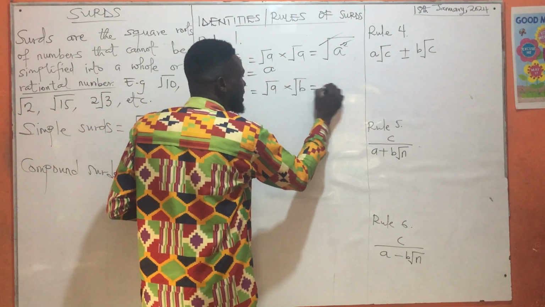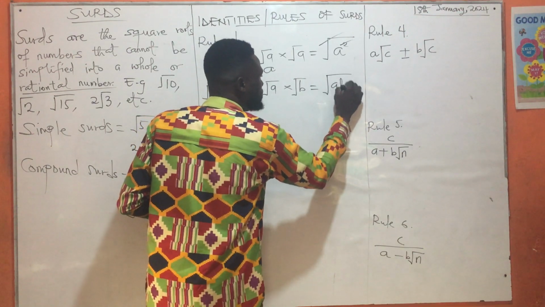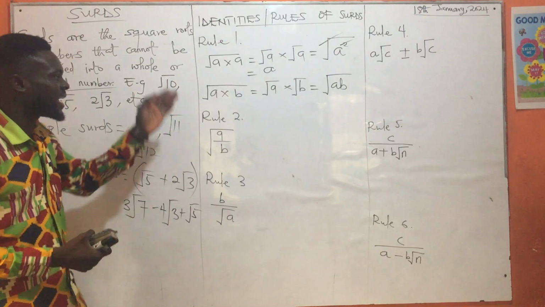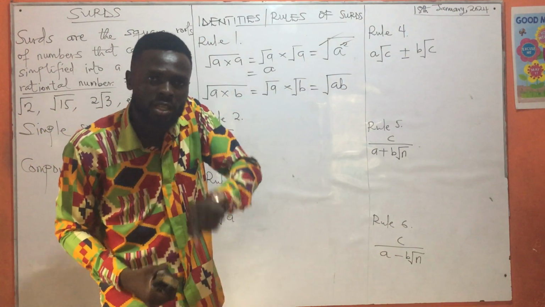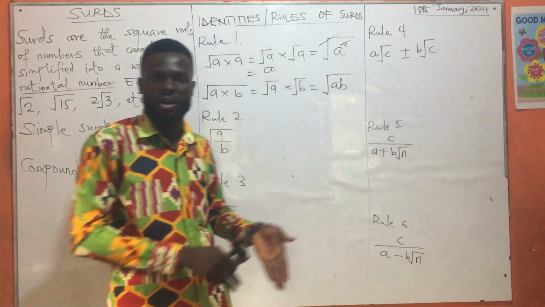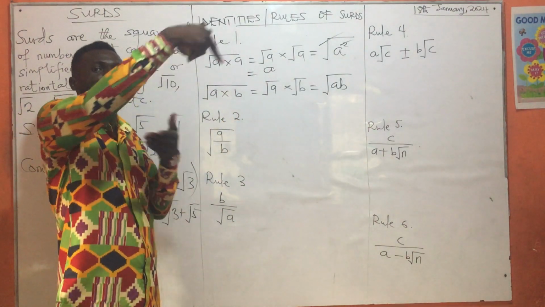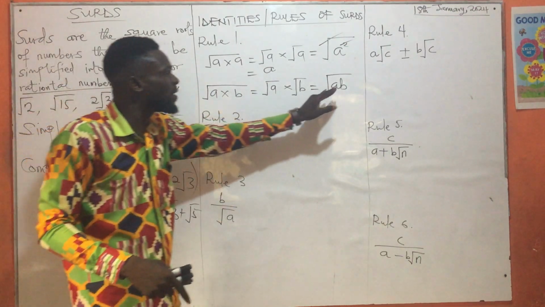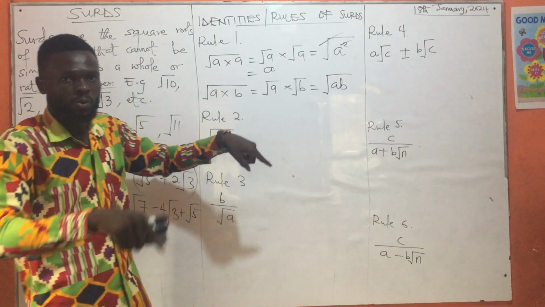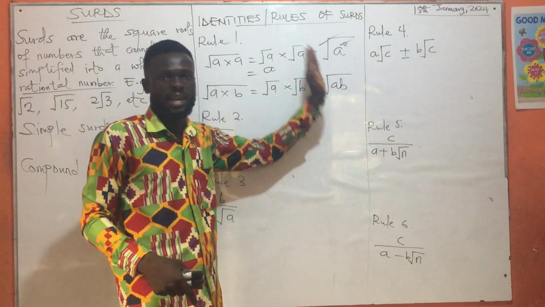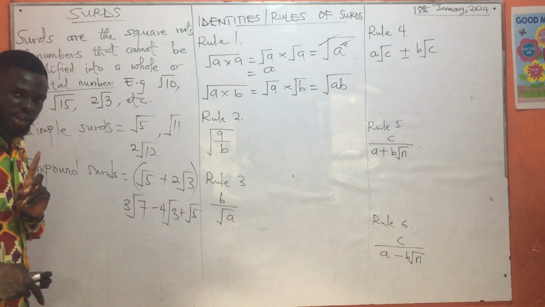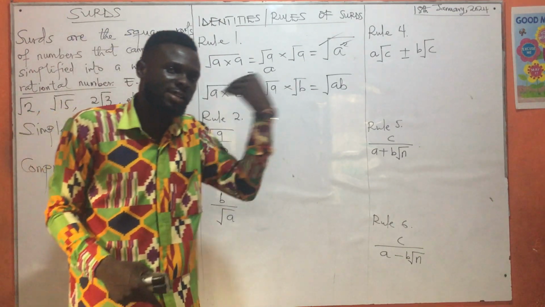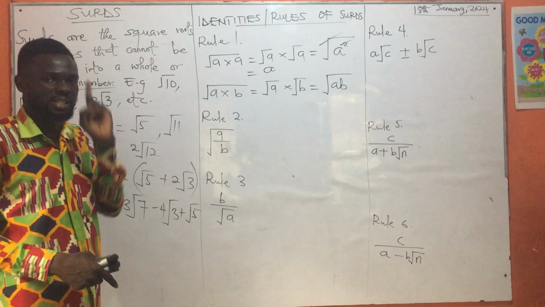We can also say this is equal to the square root of ab, because in algebraic expression we were told that a times b is ab. A variable times another variable is the variable and that variable. So a times b in a square root will give us ab in a square root, which is the square root of ab. This is the first rule. You should know this rule so that when you are being asked to simplify sets, you can do the simplification.